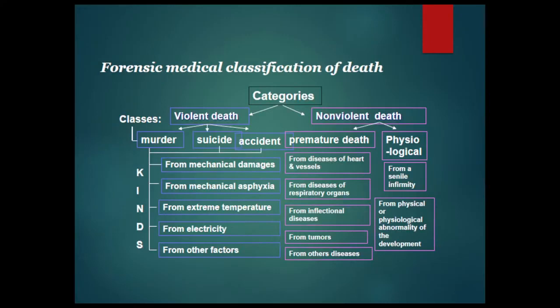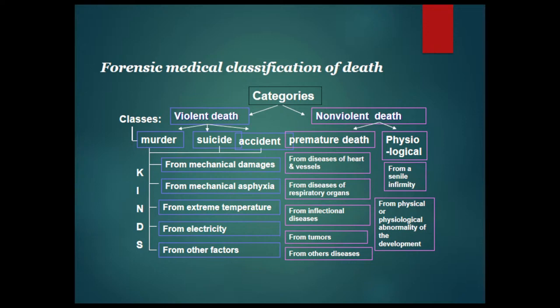In forensic medical classification of death, those two categories of violent and non-violent death are also subdivided to classes, and these classes are subdivided to kinds of death. Violent death is subdivided to three main classes. These are murder, suicide, and accident.